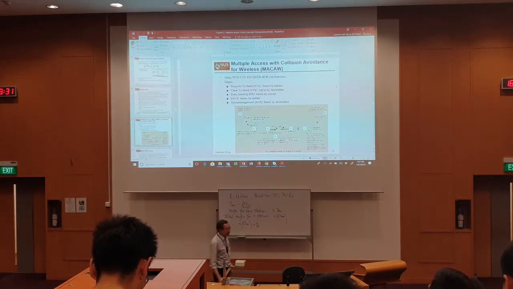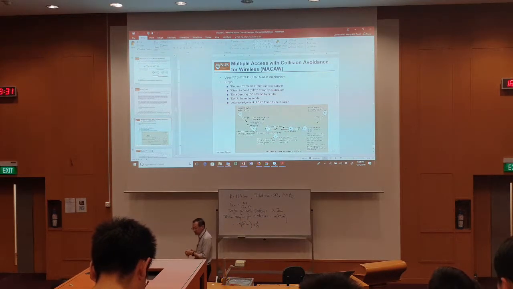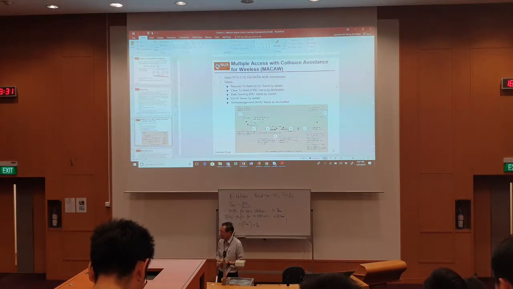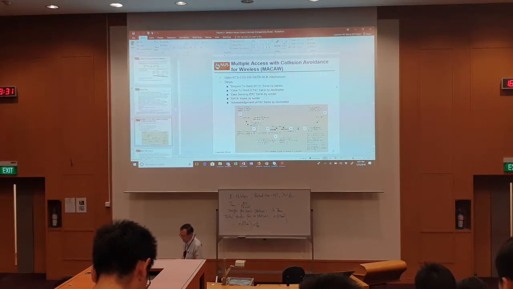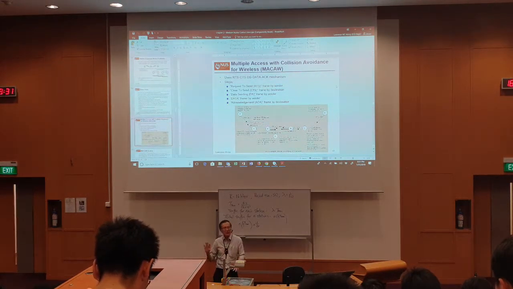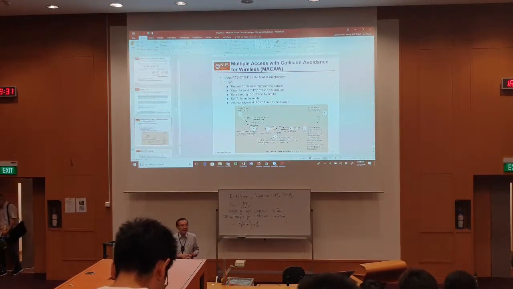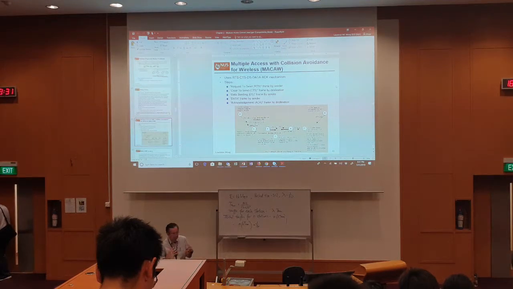The next one is called the multiple access with collision avoidance for wireless, or MACAW algorithm. The original one is MACA only, multiple access with collision avoidance, without the W. It uses RTS, CTS, DS, data and ACK, and there are variations of that. The simplest variation is RTS, CTS, data and ACK. What are all these?